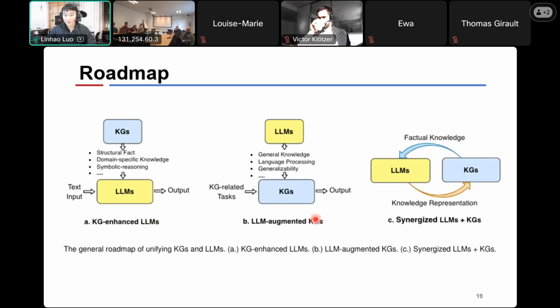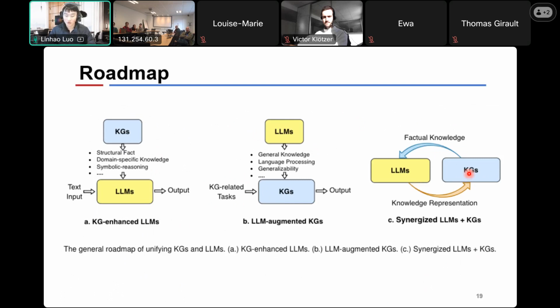Yeah, and in the second part, we use large language models because they have lots of general knowledge and language processing abilities. We want to use them to help address lots of KG-related tasks like knowledge graph completion and knowledge graph construction, so there's a lot of potential in applying large language models to knowledge graphs.